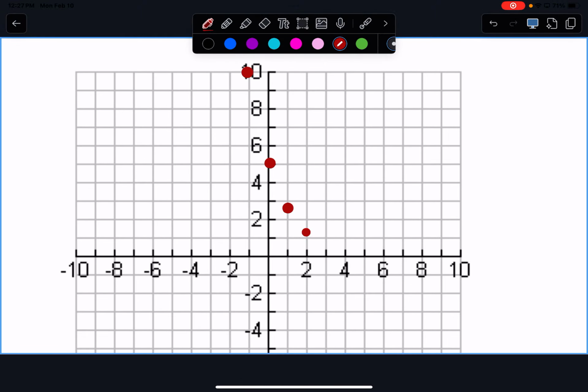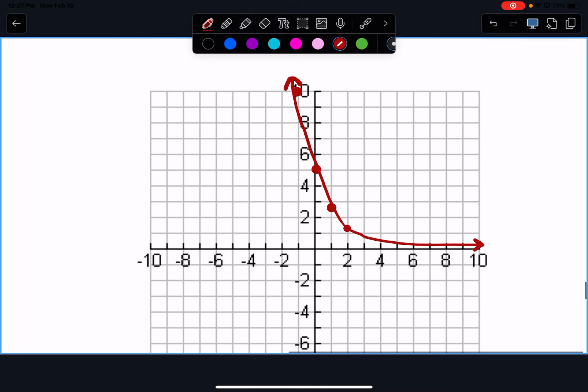So again, where can I get really, really close to but not touch? The x-axis. So that is what your graph should look like. And again, you should not touch this line because that is your asymptote.